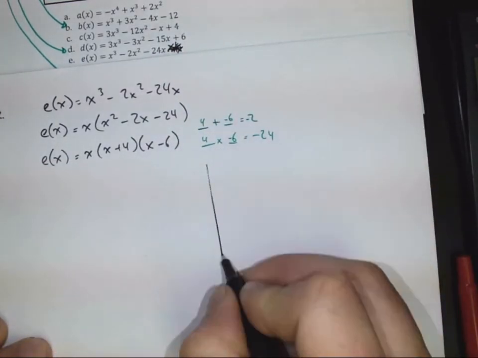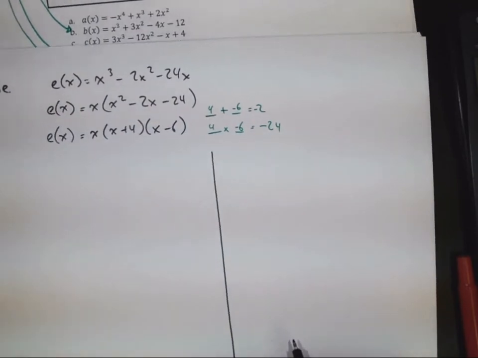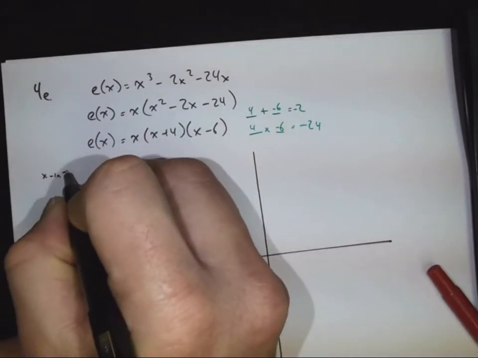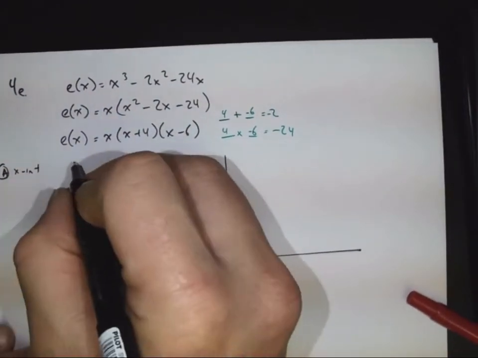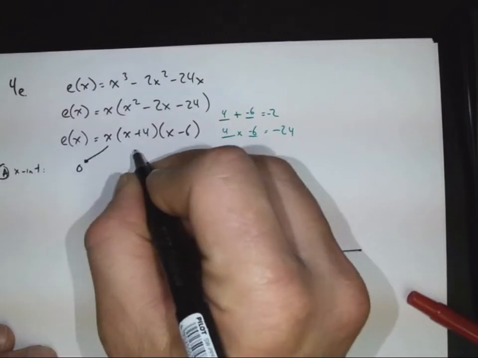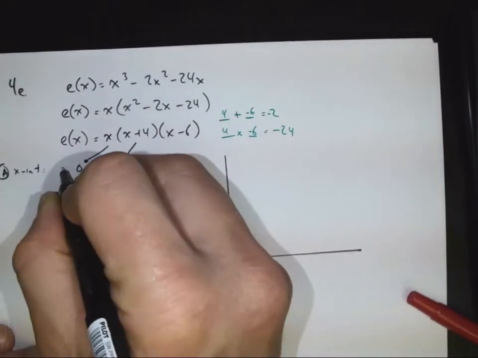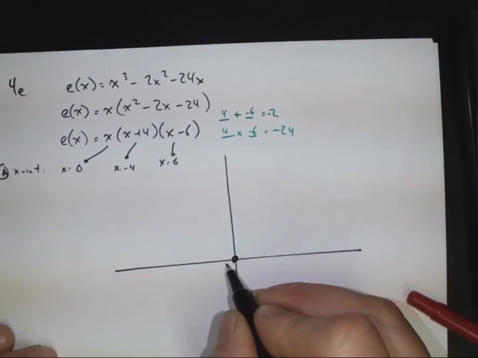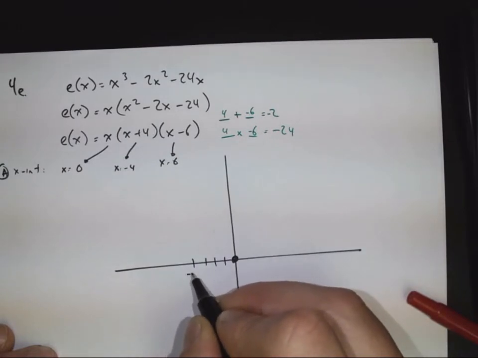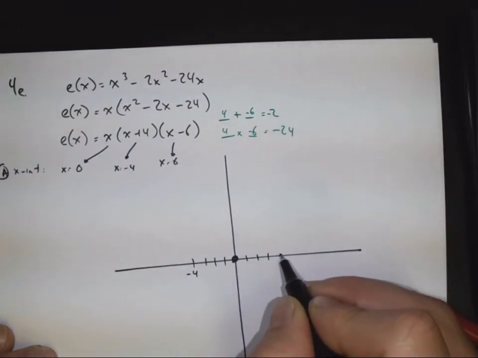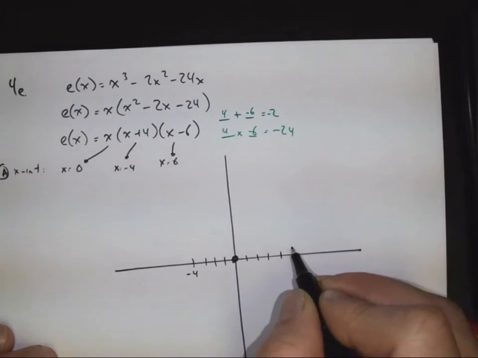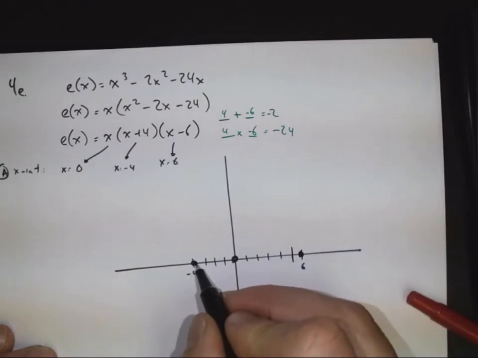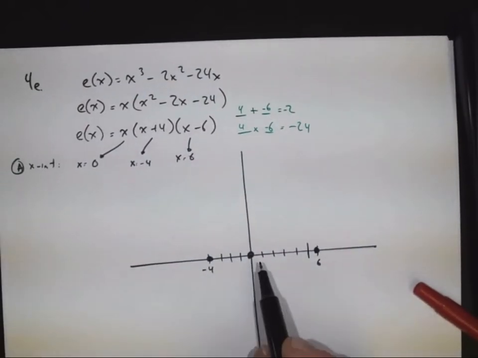Okay, so we're going to sketch this guy out. So first thing we'll do is start with our x-intercepts. That's our A step, right? So our x-intercepts are going to be x is 0, x is negative 4, and x is 6. So I'll get a point at 0, then x at negative 4, and 1, 2, 3, 4, 5, 6. So there are our 3 zeros, also our y-intercept.